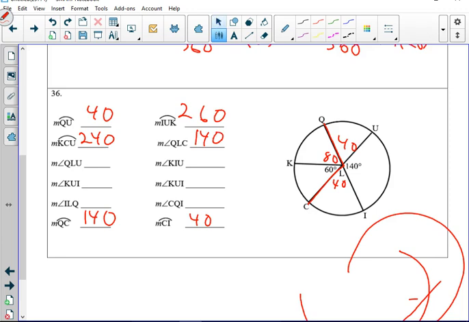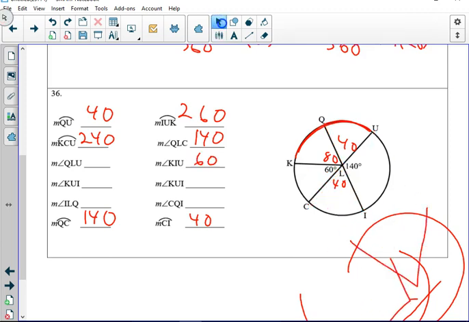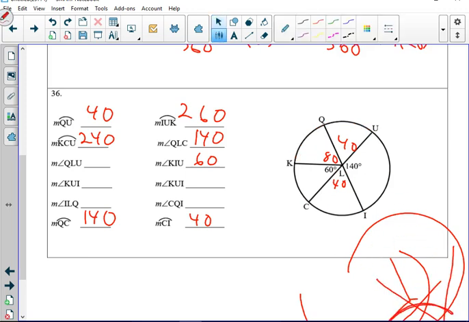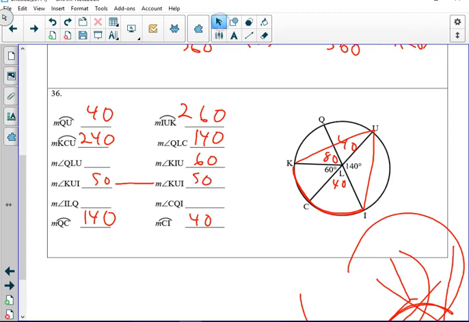KIU. K to the I to the U. Well, that's 120 degrees. Then we have to take half of it because it's an inscribed angle. 60. KUI, which is on here twice. Well, that's right here. 100 degrees divided by 2. It's an inscribed angle. 50.